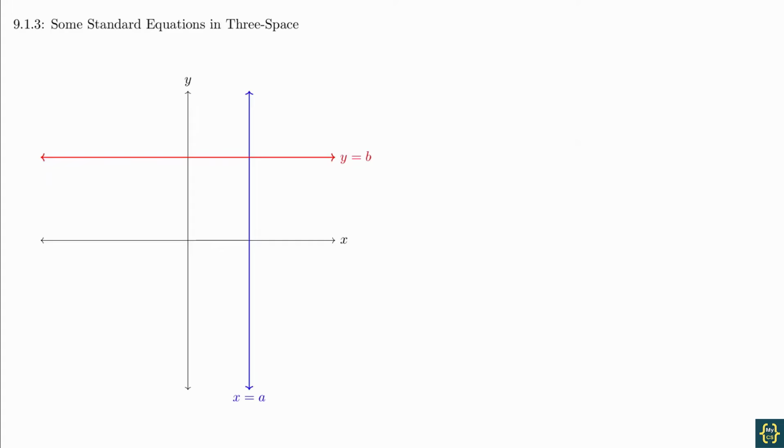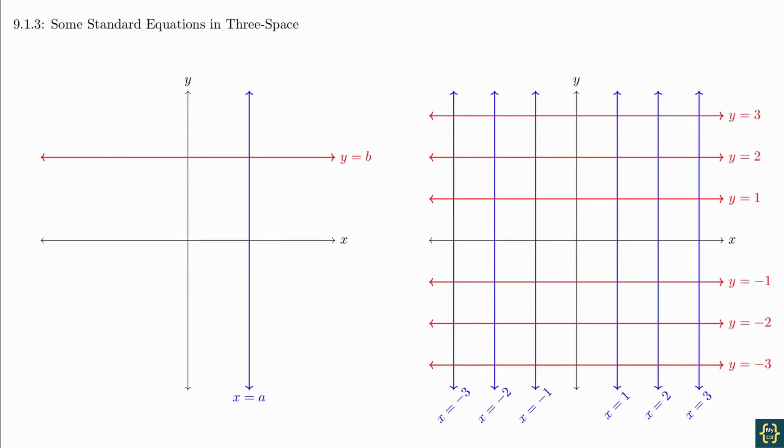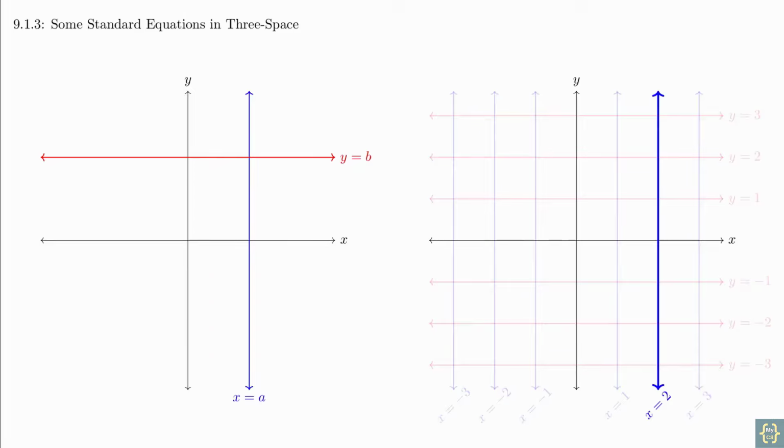In the xy plane, the lines x equals a and y equals b are not only basic, but fundamental to the coordinate system. When we put a bunch of these lines together, they give us our coordinate grid. Notice that the x equals 2 line is a vertical line that corresponds to all the points where the x coordinate is 2, and the y equals 3 line is a horizontal line that corresponds to all the points where the y coordinate is 3.